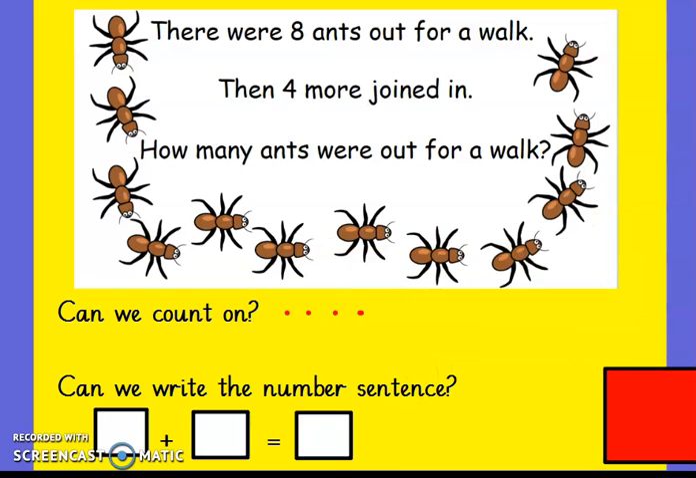So there's 4 more ants. 1, 2, 3, 4, 5, 6, 7, 8, 9, 10, 11, 12. That's checking our answer. Okay, so 8 and 4 more are 12. So how can we write that in a number sentence? How many ants did we start with? We started with 8. And we added 4 more, which joined in. And then how many were there altogether? It equals 8 add 4 equals 12. So that's how we'd write it as a number sentence.